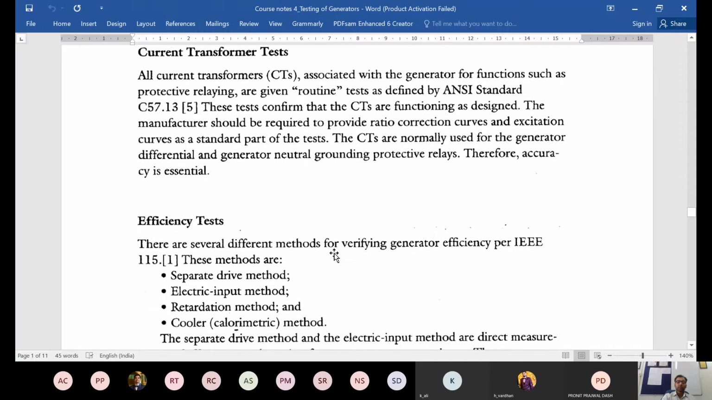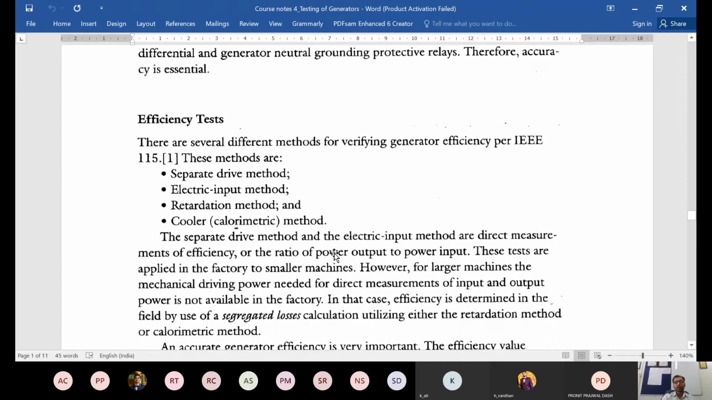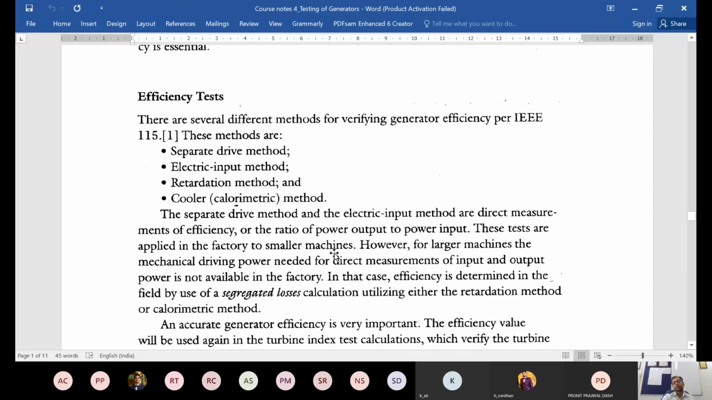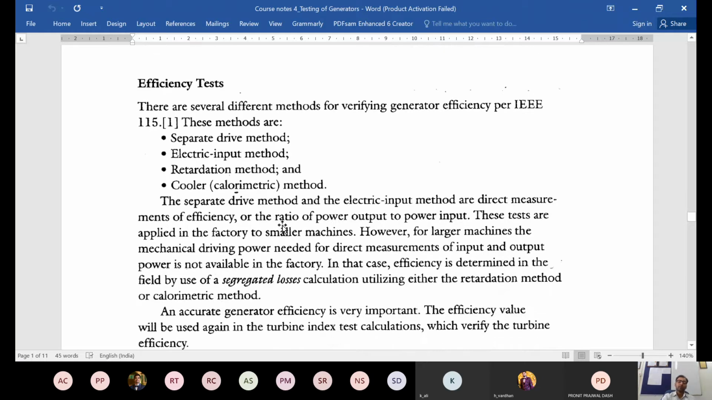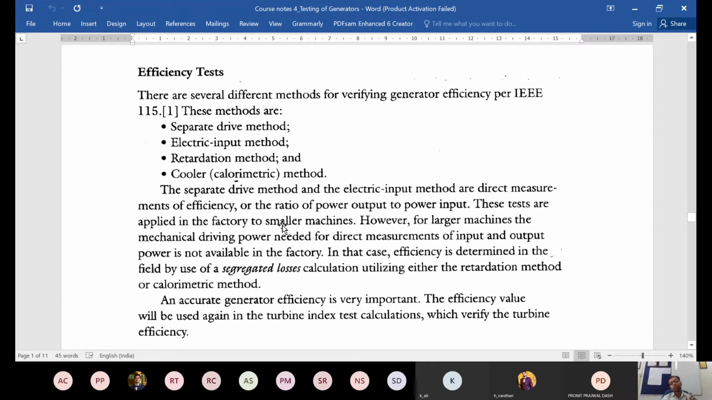Then there are a set of tests for determining the efficiency. As we discussed earlier when we were discussing the conceptual understanding of synchronous generators, you need to determine how much is the losses and what is the power output, and then you can determine the efficiency. Conceptually it is easy, but for practical testing, different methods are needed. There is an IEEE standard known as IEEE 115, which gives the standard testing procedures for these synchronous generators. There are different versions of this. The current version is IEEE 115-2009, which is currently active.